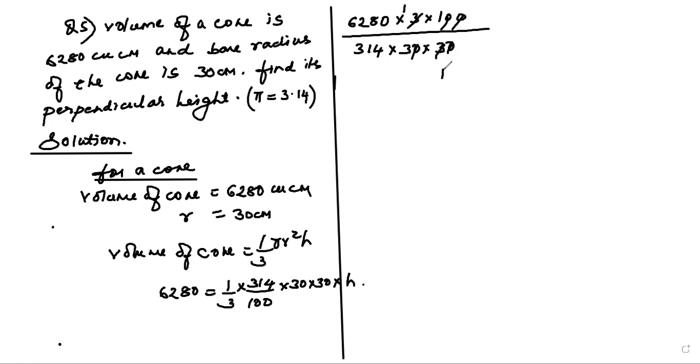3 ones are 3, 314 ones are 314, 20s are. So ultimately, I get h equal to 20 upon 3, 6 threes are 18.666. Therefore, h is equal to 6.67 centimeter. Perpendicular height they want. Very simple sum, children. Very easy question. We go to the next sum, children.